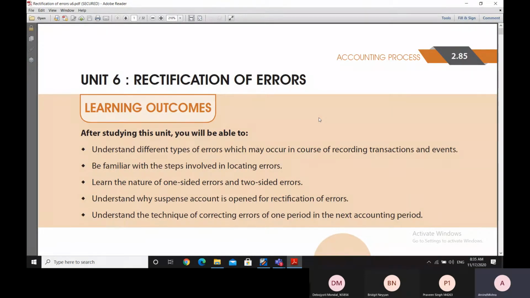And today we are going to study the topic Rectification of Errors as part of our series on bookkeeping and accountancy. Friends, today is 17th of November 2020, and we heartily welcome you to the DTRTI Lucknow webinars once again.